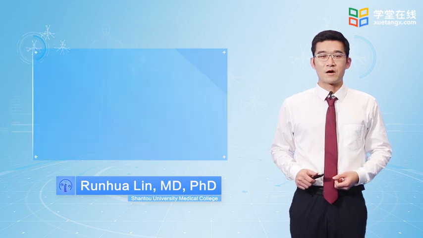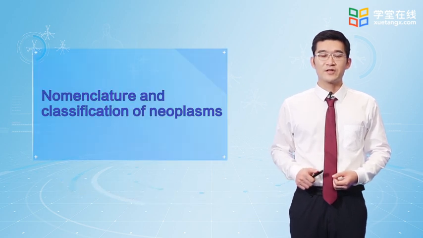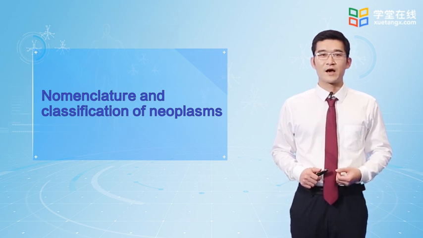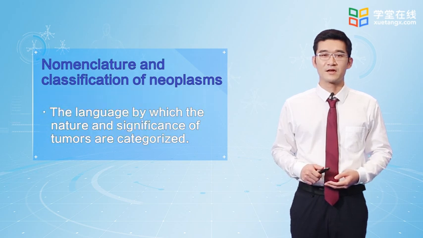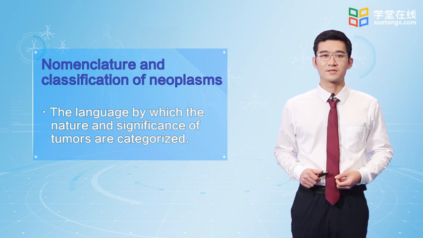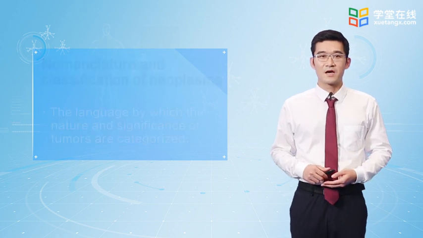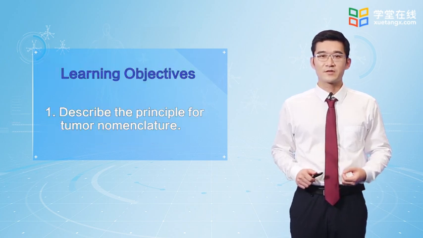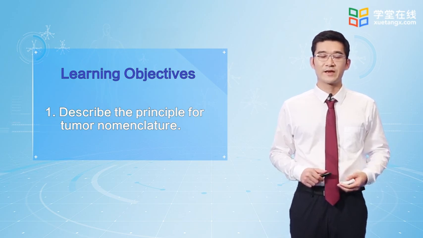Hello everyone, welcome back. In this section, we will talk about nomenclature and classification of neoplasms. It's important to grasp the naming rules for neoplasms because it's the language by which the nature and significance of tumors are characterized. After this section, students should be able to describe the principle for tumor nomenclature.